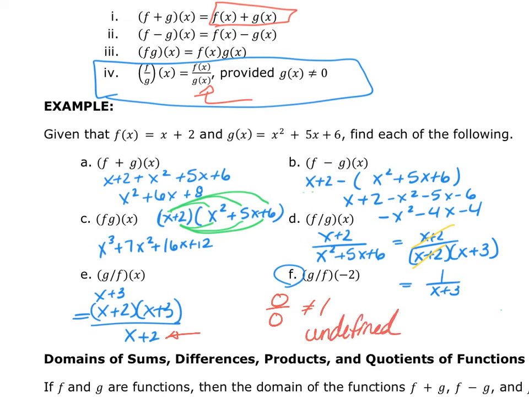So I can't actually put -2 in there, even though my simplified version is just x plus 3. Because I couldn't have -2 to begin with before I simplified it, the answer is actually undefined, because of this rule right here. It says I get to do this division, provided of course my function is not equal to that. So the answer to E is x plus 3, provided of course I don't evaluate it at x equals -2. For F, my answer is undefined. And this is the answer to D.